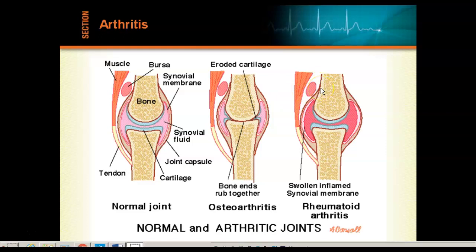But this would be rheumatoid arthritis. So the symptoms, in just a second, are going to be the same. They're just going to be much worse in rheumatoid arthritis, and the treatment is different.